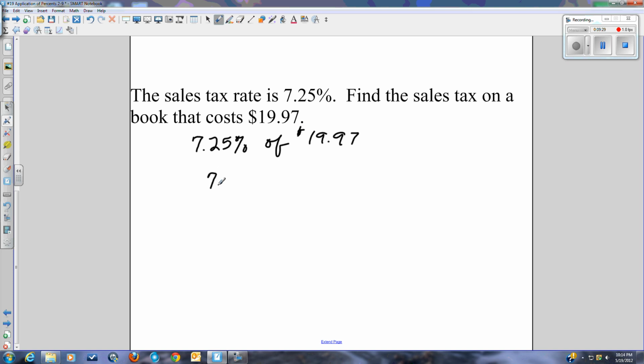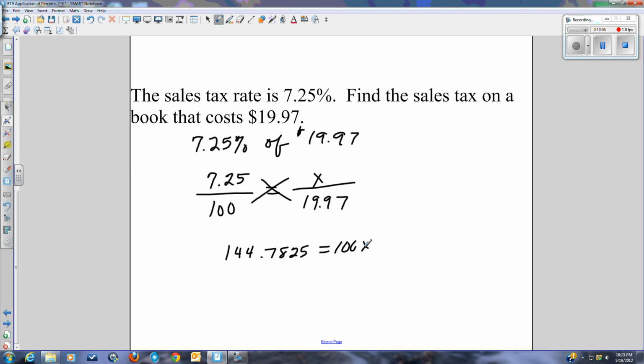So let's set this up as a proportion. 7.25% we write as 7.25 over 100. The $19.97 follows the word of, so it goes in the denominator. And so x will have to go in the numerator. We'll cross multiply now. So we have 7.25 times $19.97. We end up with 144.7825 equals 100x.